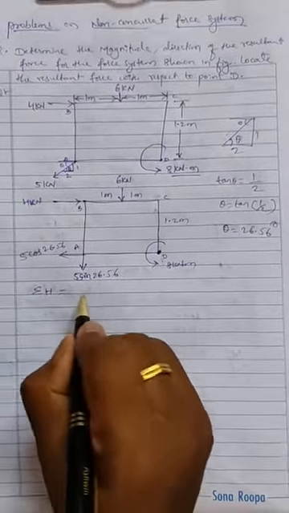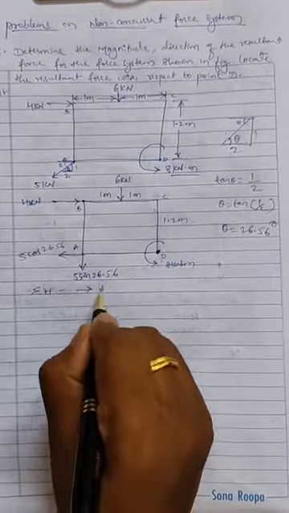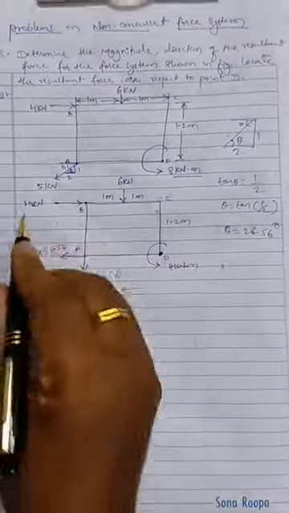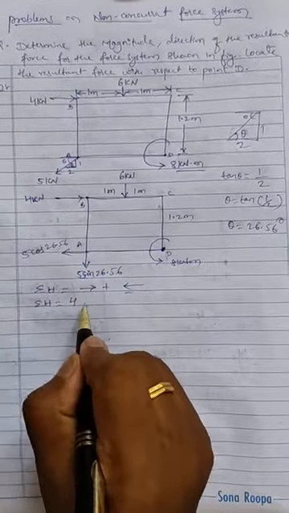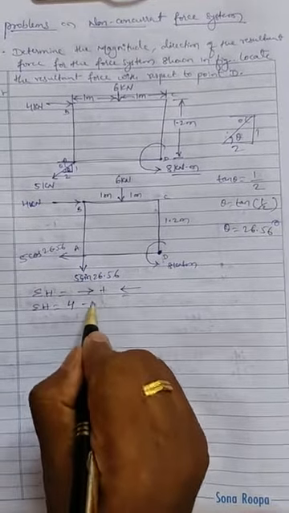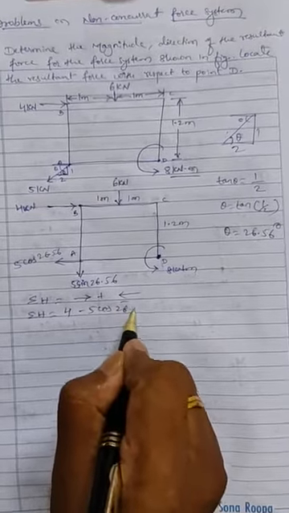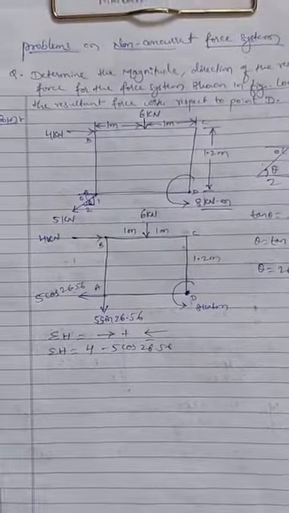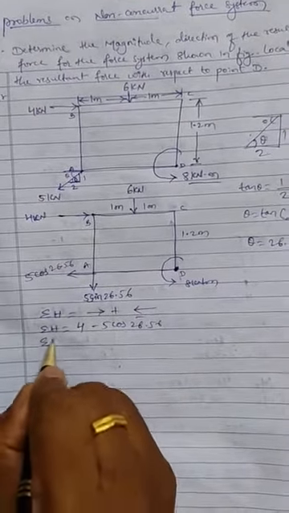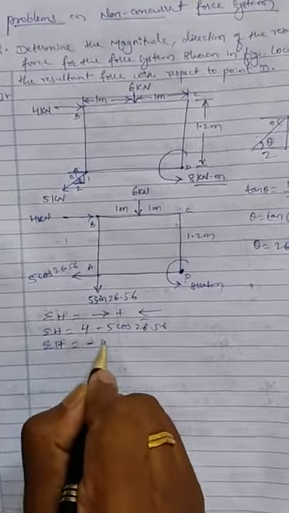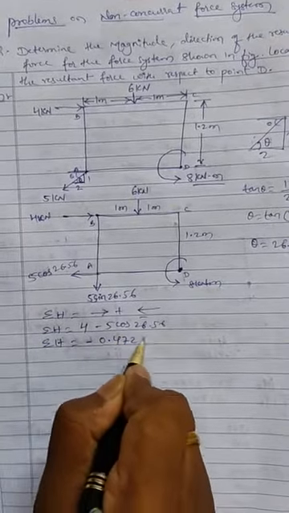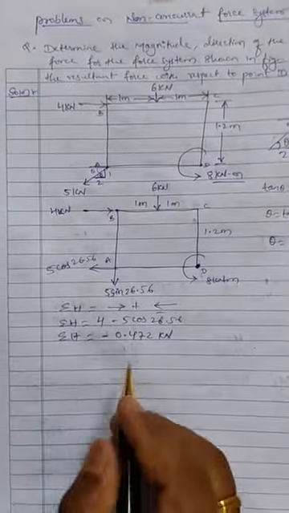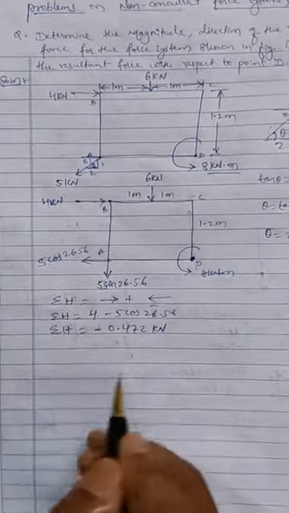To calculate summation of H, our sign convention is: right side acting forces are positive, left side acting forces are negative. So summation of H is equal to 4 kilonewton acting towards right, so plus 4, then minus 5 cos 26.56. Work it out with a calculator, and you will get summation of H is equal to minus 0.476 kilonewton.